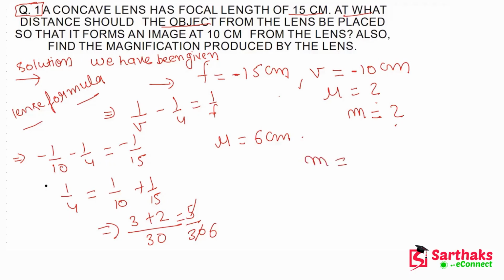So magnification is very simple. The formula of magnification is V upon U. So what is the image distance? The image distance here is 15. Sorry, 10. Okay, and what is the object distance? It is 6. Okay, I hope you got me.